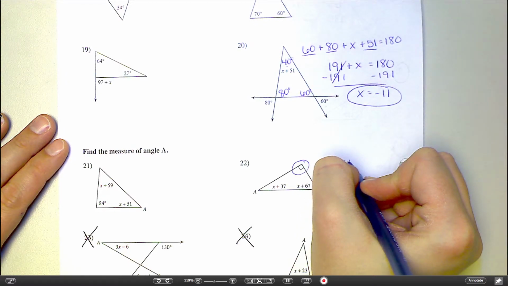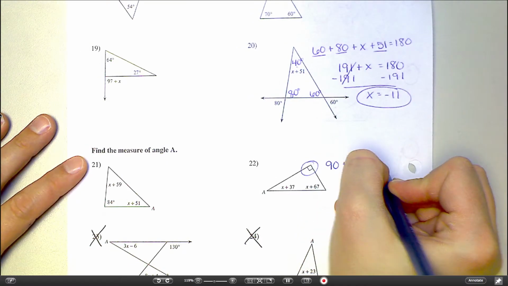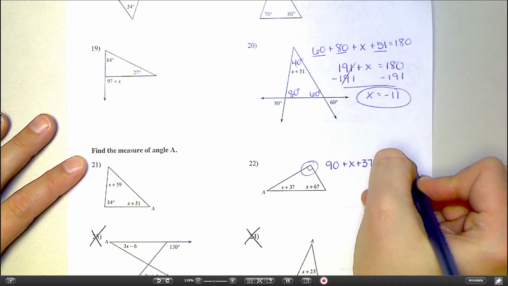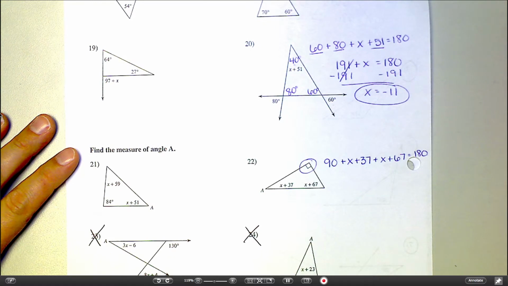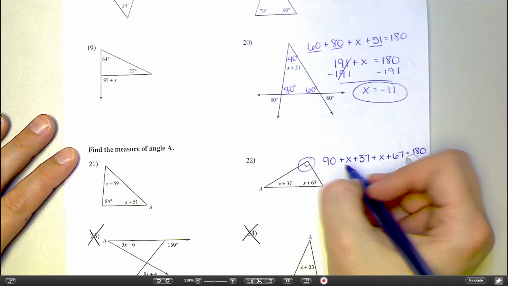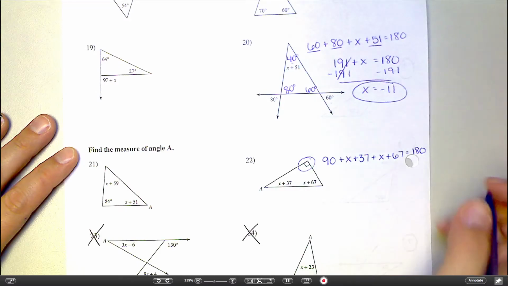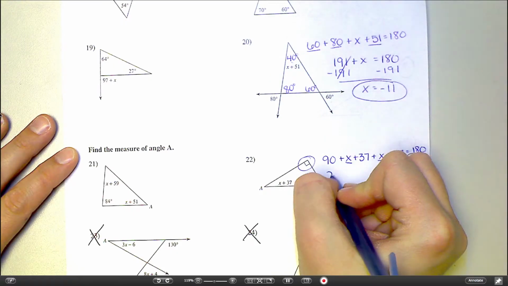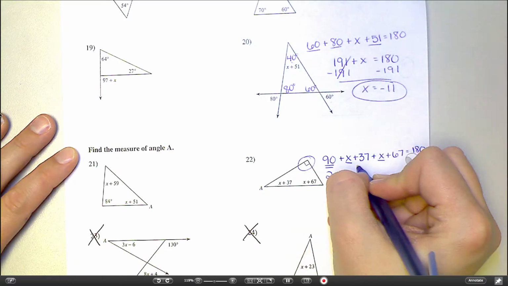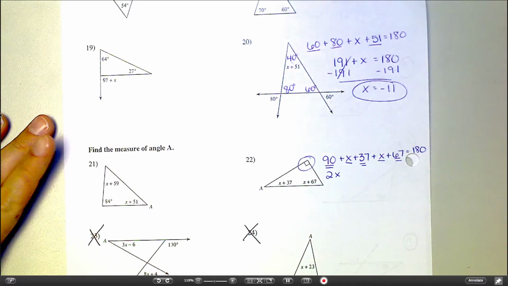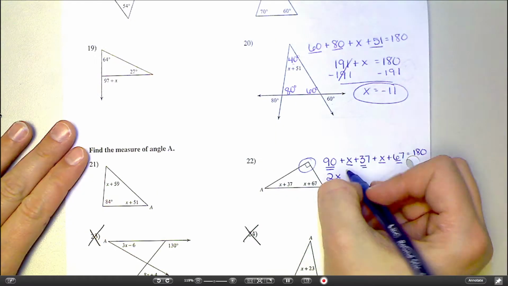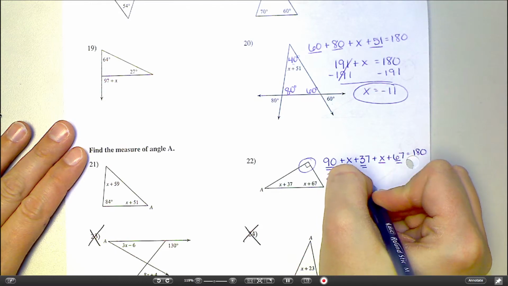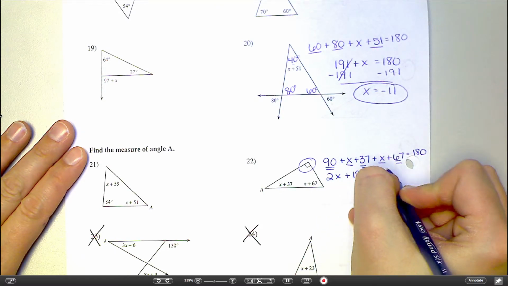Plus x plus 37 plus x plus 67 has to equal 180. So how many x's do I have over here? 2. So that becomes 2x. And then I'm going to add together my 90 and my 37 and my 67. Let's see, that's 127. 194? Yes? So 2x plus 194 equals 180.